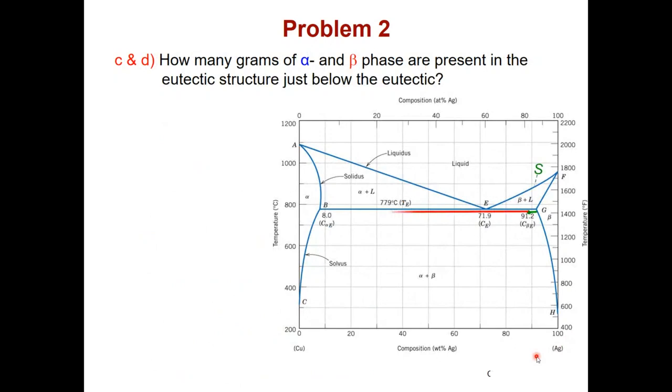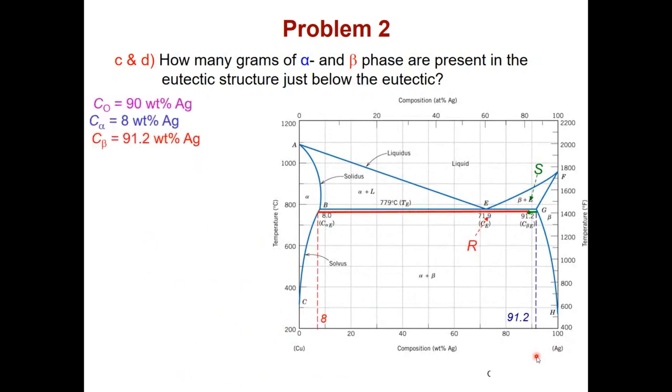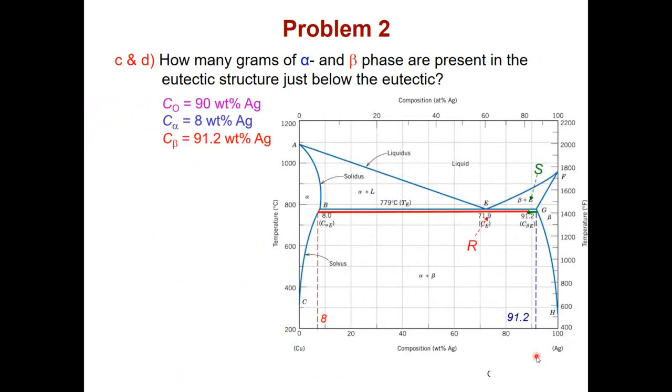And then in parts C and D, which I have mixed together, it's asking us how many grams of alpha and beta phases are present in the eutectic structure just below the eutectic isotherm line. Again, this is the eutectic isotherm line, this one. Just below, we draw the tie line. Then we have the limits of 91.28 and also the overall composition, which is 90.